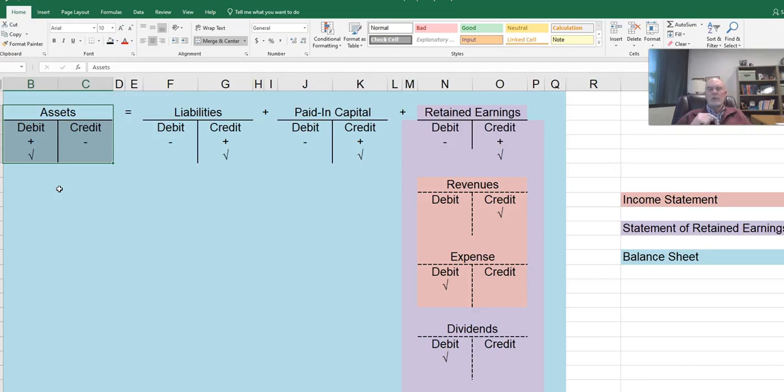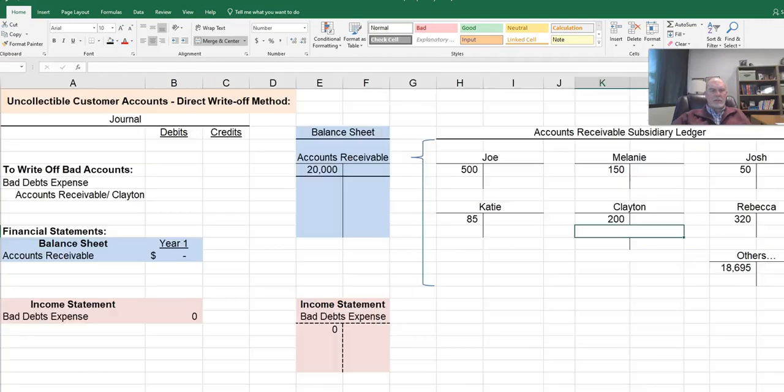Bad debt expense represents the uncollectible customer accounts that have lost their future benefit. So let me look at a specific example with that. There's actually two ways to deal with customer accounts that are uncollectible. The first method is called the direct write-off method. It's kind of the most straightforward. If we identify a bad customer account, we're just going to write it off to bad debt expense.